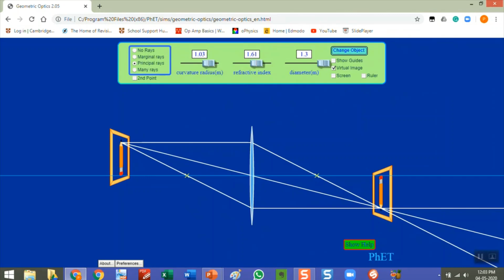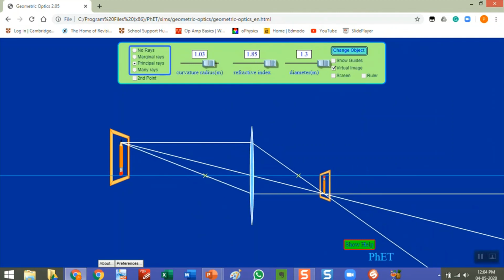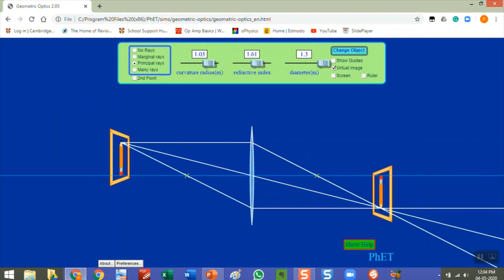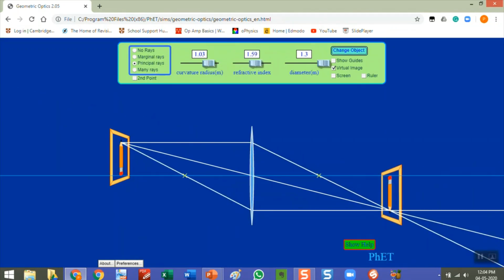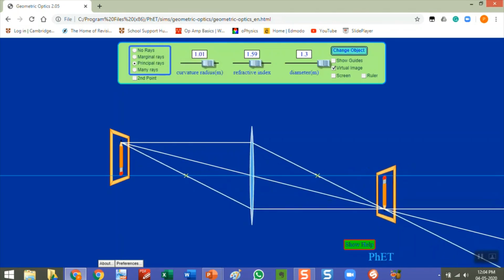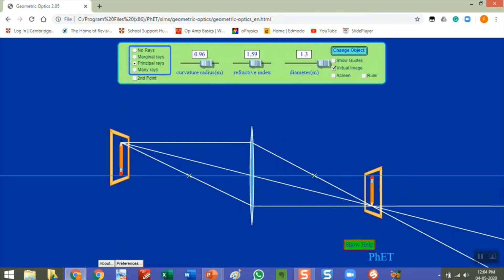The refractive index, that's just the type of glass, and how thick or thin the medium is, will determine how close or how far your focal point is. And then obviously the curvature, if it's a thick lens or a thinner lens, will also affect the focal point or the primary focus.